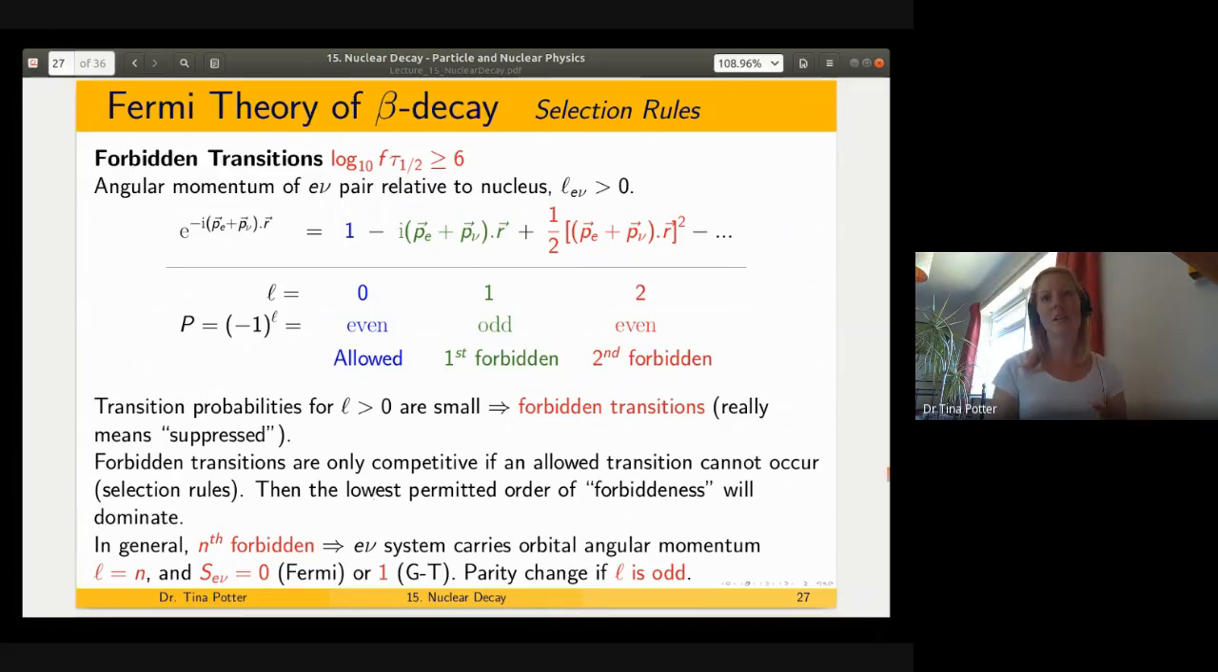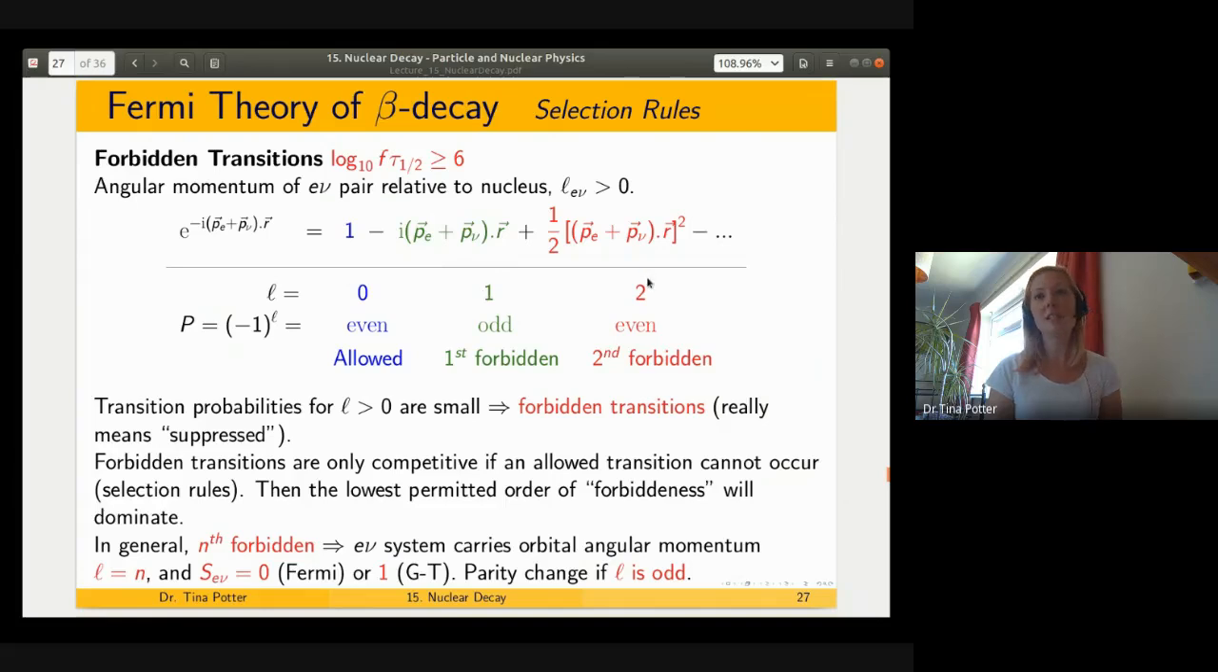So we can take our electron and neutrino wave functions here, and we can have a look at an expansion of this in increasing terms of the momenta dot r. So when they're emitted with L equals 0, the sum of their momenta dot r of that system is 0. So this is essentially 1. So these allowed transitions will dominate. So the parity of the emitted electron and neutrino for L equals 0 is even. Now, if we have a look at the first forbidden decays, these are for L equals 1.